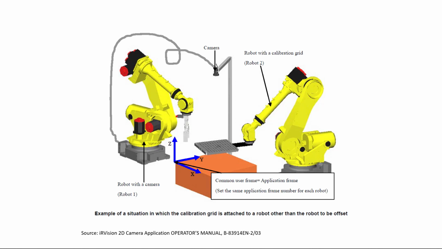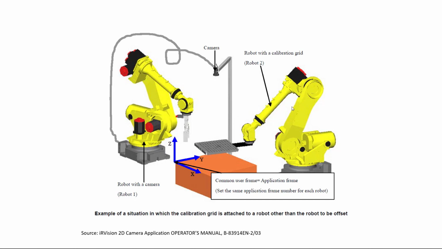Today we're going to do something a little more advanced. We're going to look at this iRVision 2D configuration where we have two robots. We're going to call robot 1 the robot on the left and robot 2 the robot on the right. And the interesting part of the configuration is that the camera is connected to robot 1 and robot 2 is the one that holds the calibration grid.